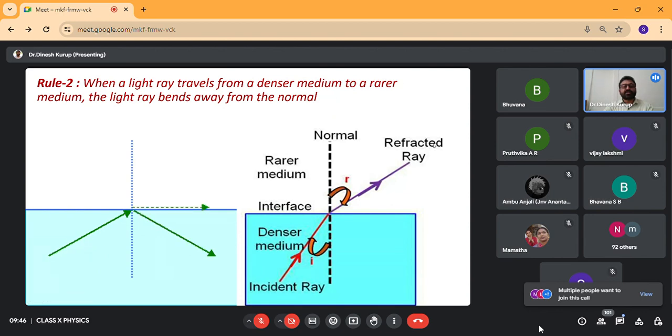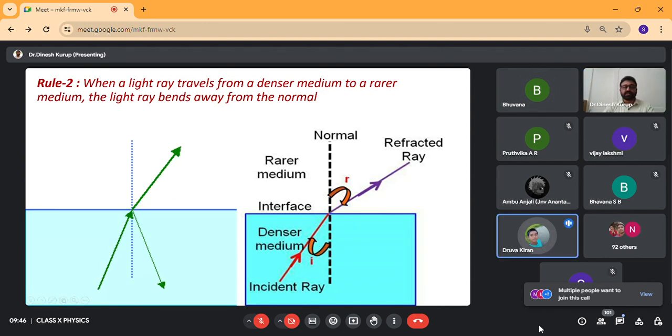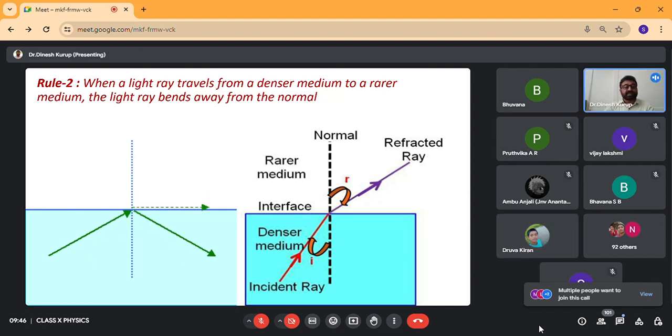And when it goes from a denser to a rarer medium, see, it is entering from a denser medium to a rarer medium, it will bend away from the normal. This is the normal. So rarer to denser, moving towards the normal. Denser to rarer, moving away from the normal. Sir, after the critical angle, it will reflect. Yeah, that is a different one. That is a special case. These are the general rules of refraction.